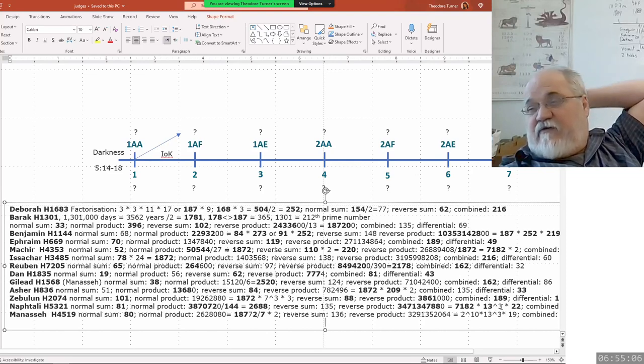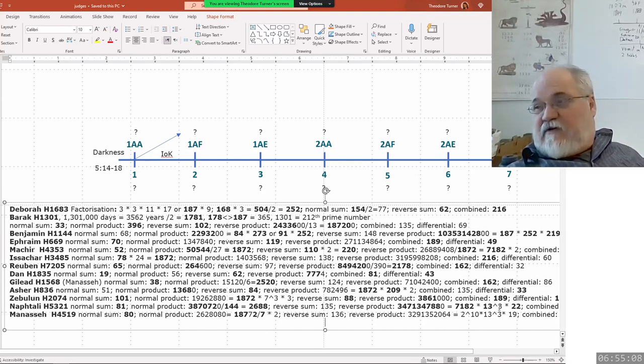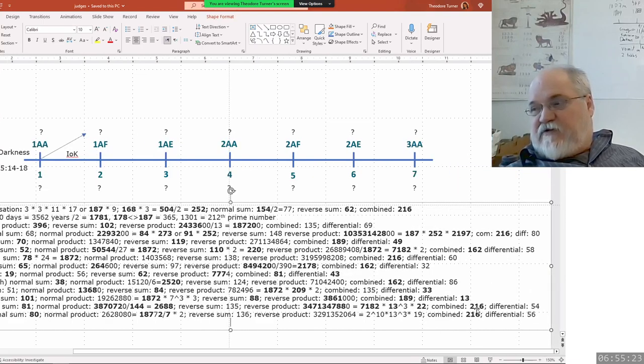Now, 13 to the power of 3 is 2197. That's, again, the number of days between mine and Stephen's birth. And then you multiply that by 22, the symbol for restoration. And the combined is going to be 216. And then the differential, 54, that's the fifth day of the fourth month.